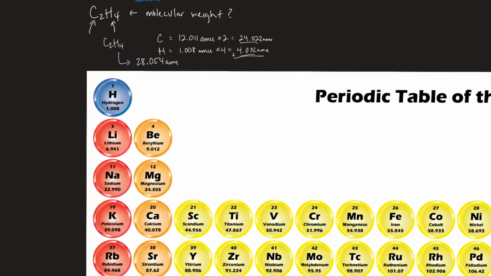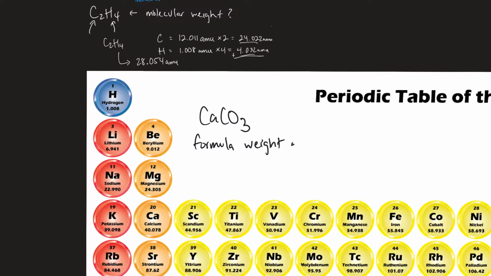Let's say we're trying to figure out the formula weight of calcium carbonate, which is the main ingredient in Tums. Tums is really just chalk. Chalk is calcium carbonate. So let's go ahead and figure out the formula weight for this particular compound.